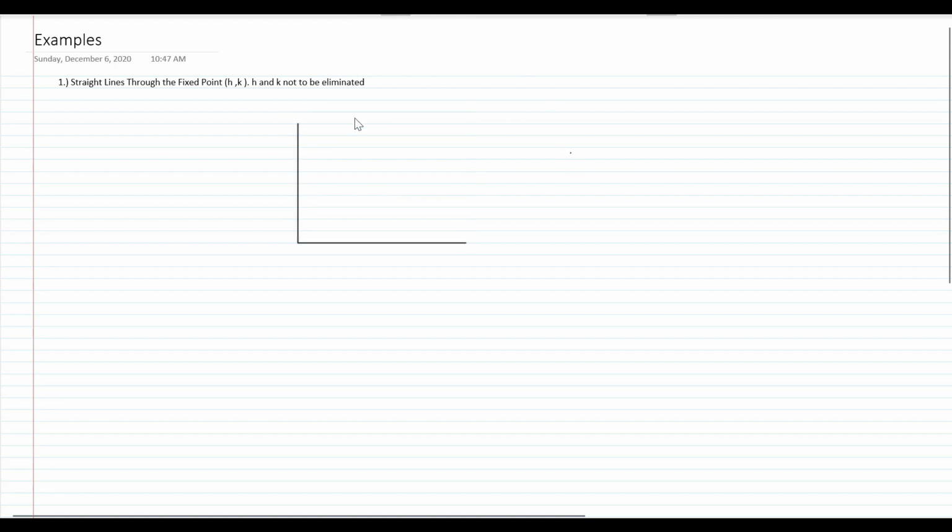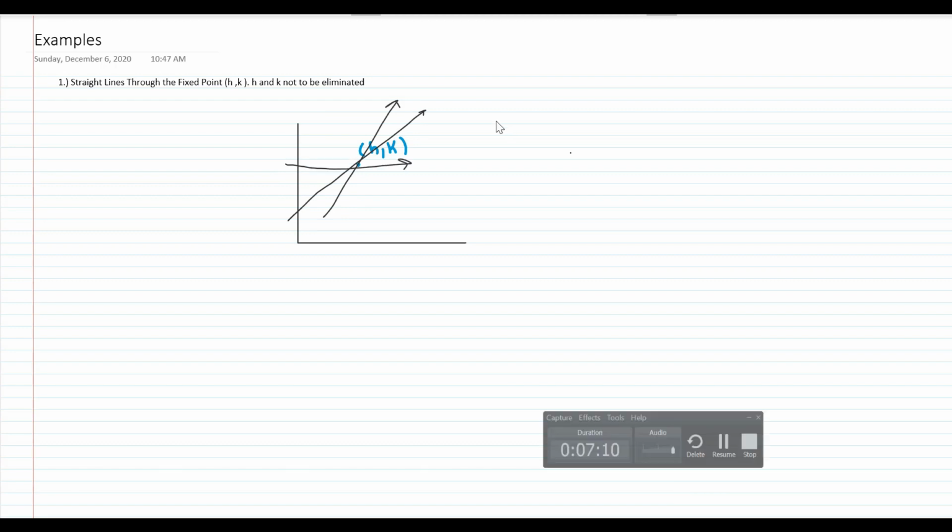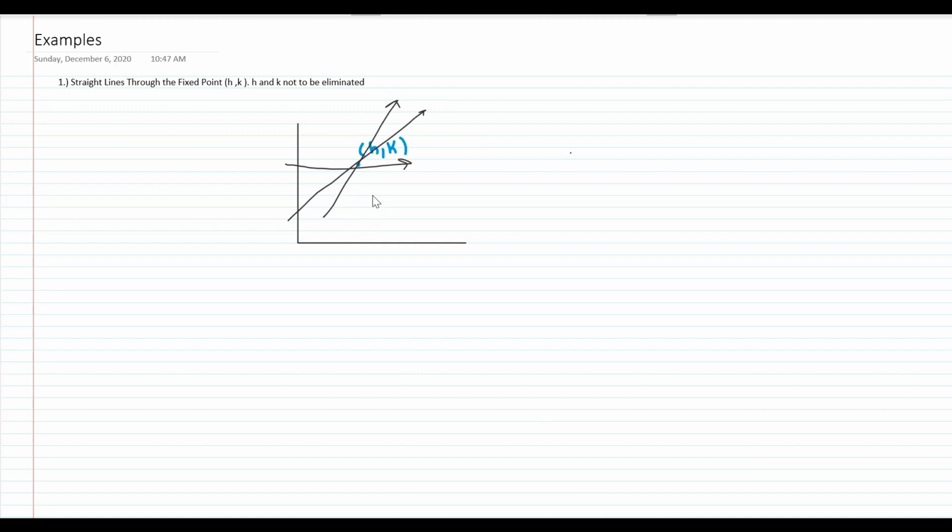For example, this is h comma k, and we need to find the family of lines passing through the fixed point. So what it only means is this one. This line could also represent the equation, also this line, and so on and so forth. So again, we are given straight lines.